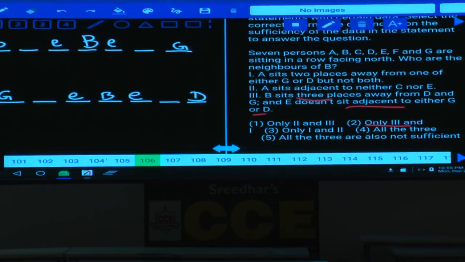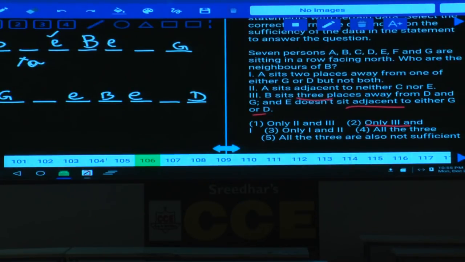A sits adjacent to neither C nor E. As A is not seated adjacent to either C or E, now let us take for example E is here. If E is here, then A cannot be at this place, isn't it? A sits adjacent to neither C nor E. As E is here, now I am just taking a possibility, E to the left of B.